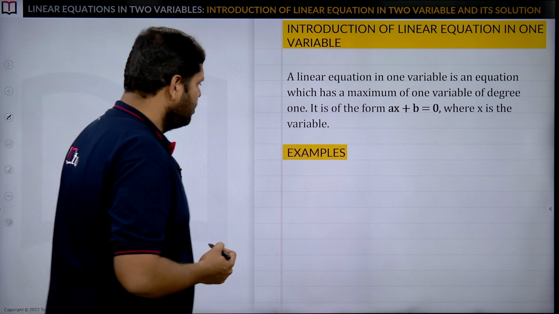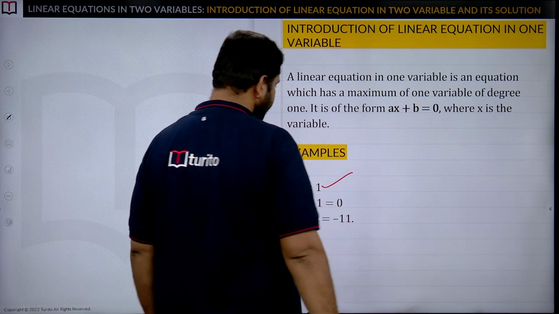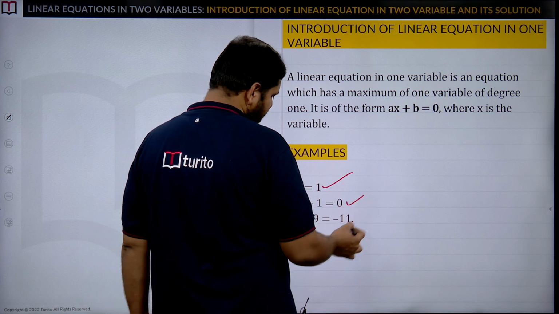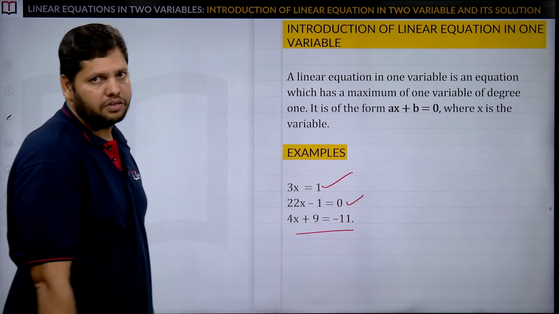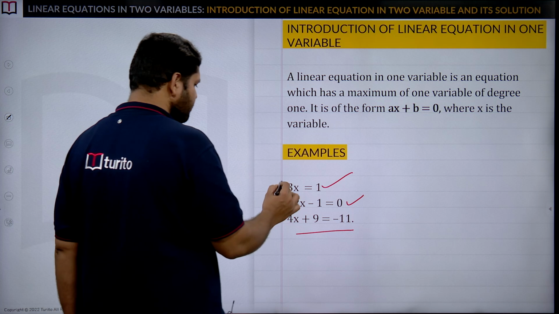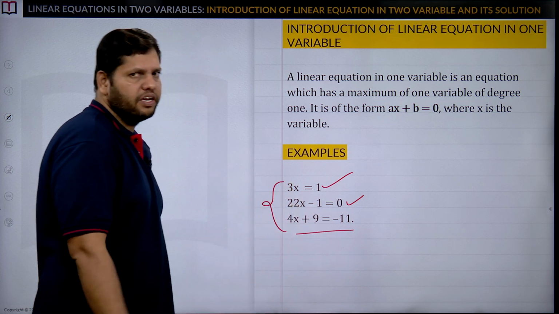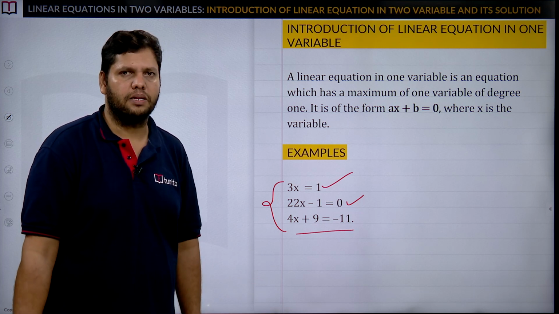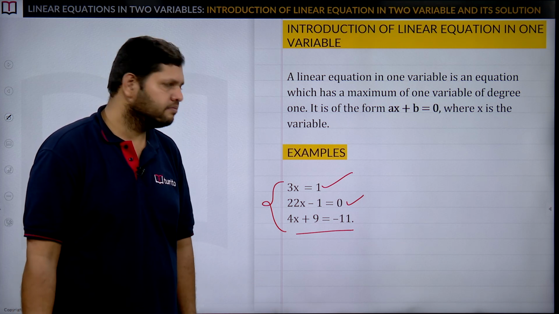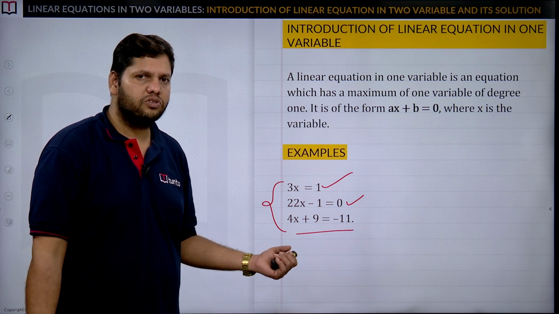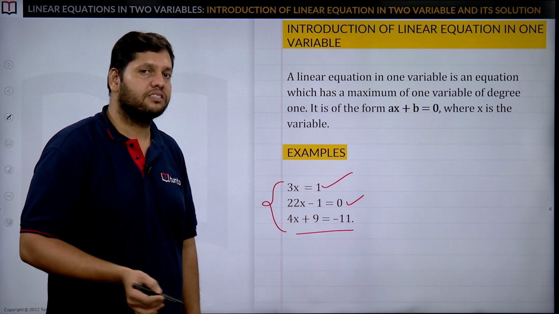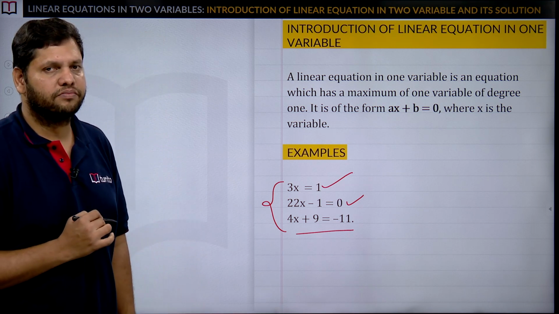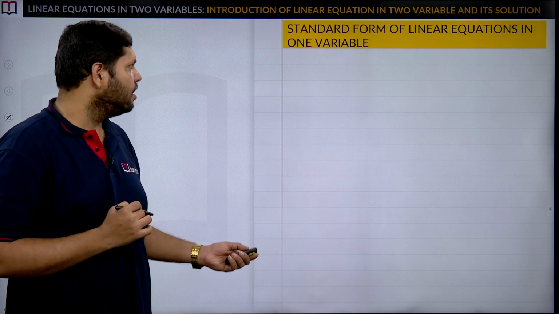Next point. Children, look at the example. 3x is equal to 1. I can say it is a linear equation in one variable. Also 22x minus 1 and 4x plus 9 is equal to minus 11. We can say these are linear equations in one variable. See, it has a variable x, so it is a single variable. Next, the exponent value of the variable is equal to 1, so I can say it is linear. So we can say it is a linear equation in one variable. Clear, children, this point? Are there any doubts? Okay, fine. Next one, children.